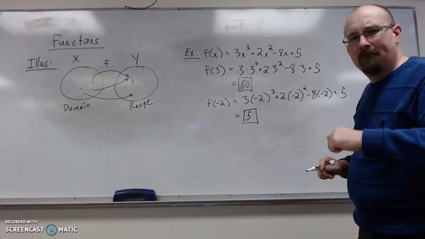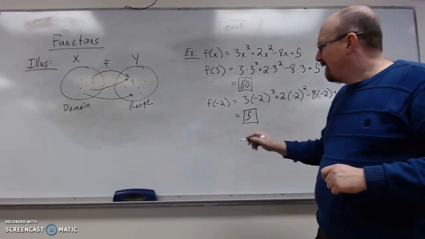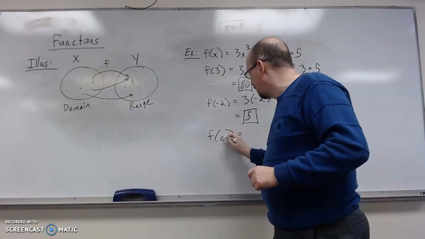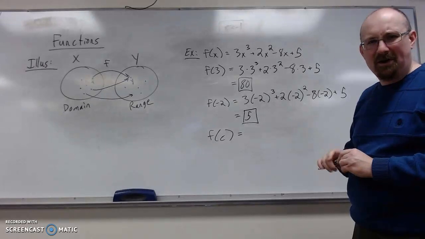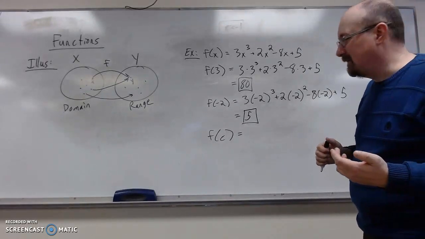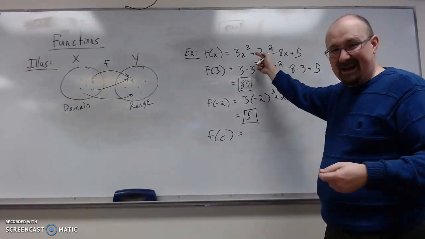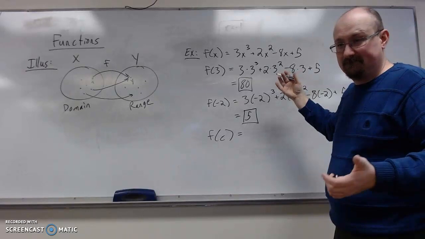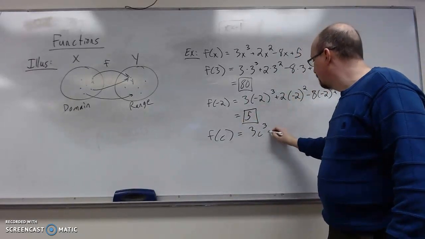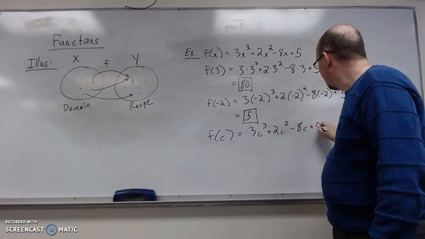All right, so that's 2 of the 3 parts of this first example done. The last part feels a little weird. Instead of a number, they put another letter in there. It's like they're just switching the variable. So you have f of c. Everywhere we see an x, what should go into its place? Well, c. So we have 3c cubed plus 2c squared minus 8c plus 5.